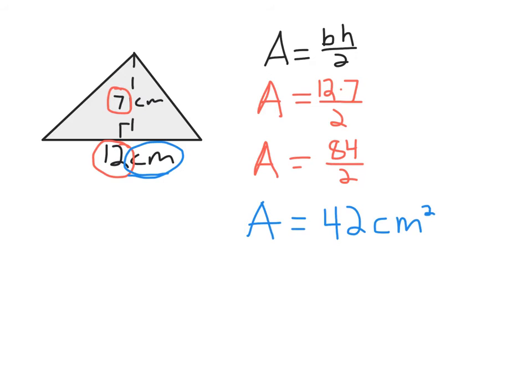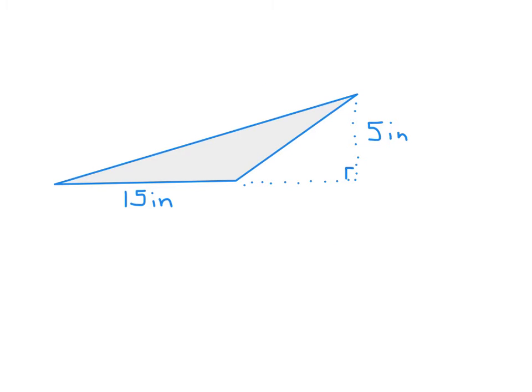All right, we're going to do one more example. In this example, our base is this side of the triangle, the 15 inches. The height they put on the outside of the triangle because you can't really go straight up to the corner.